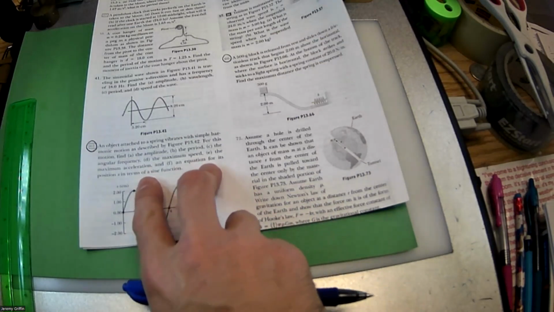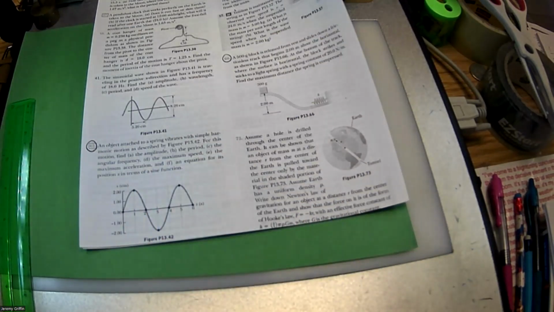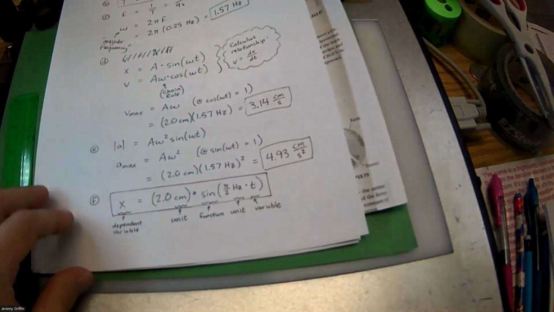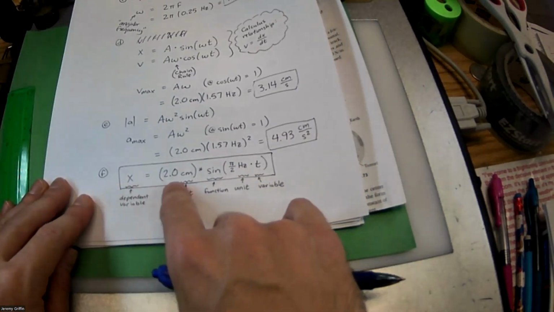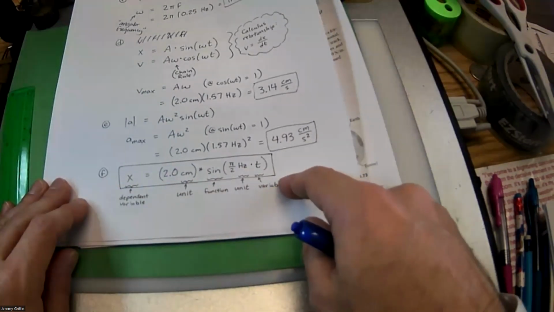Equation for position as a sine function. Well, let's just look at this real fast in the solution. All right, so there you go. There's position as a sine function.